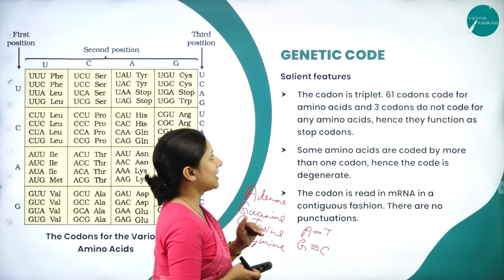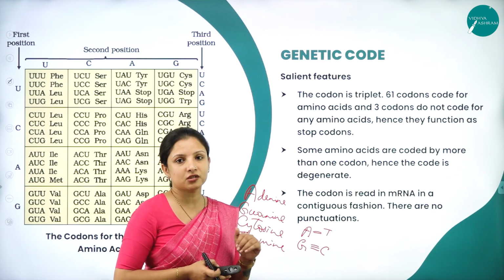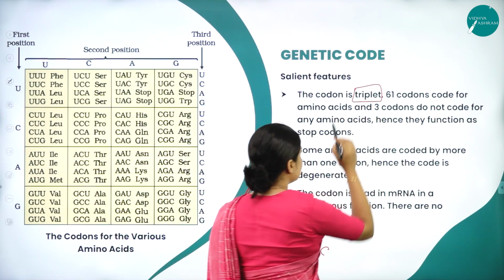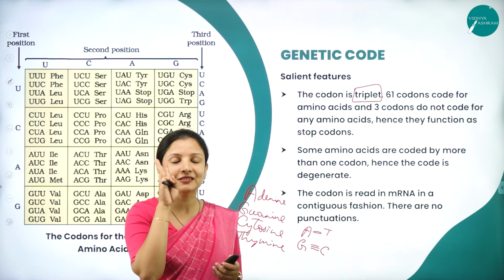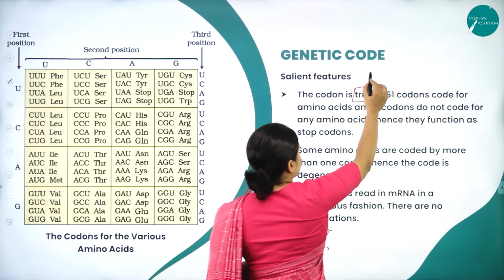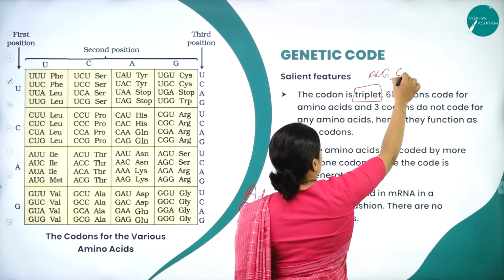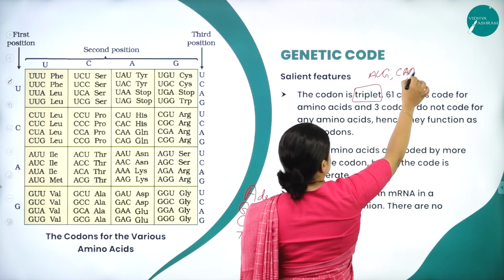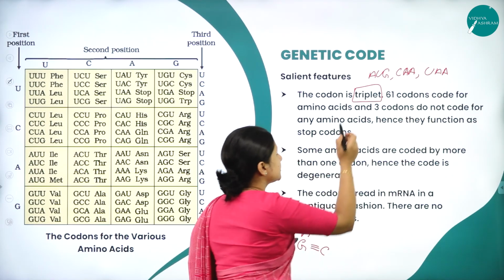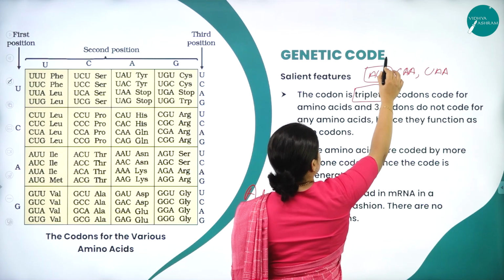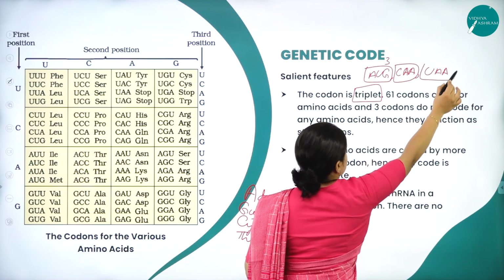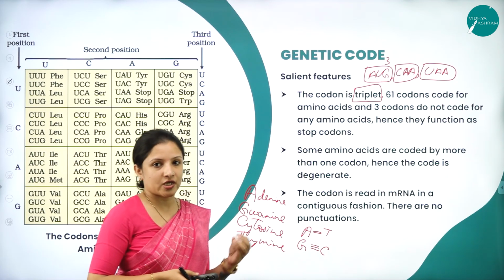Talking about the salient features of genetic code, the genetic code is always in triplet. When I say triplet, tri means 3, right? So they occur in 3. They can be in the form of AUG, UAA or CAA for example, like this, right? So always they occur in the form of 3. This is one genetic code, this is one more, this is one more. That is how genetic code occurs.